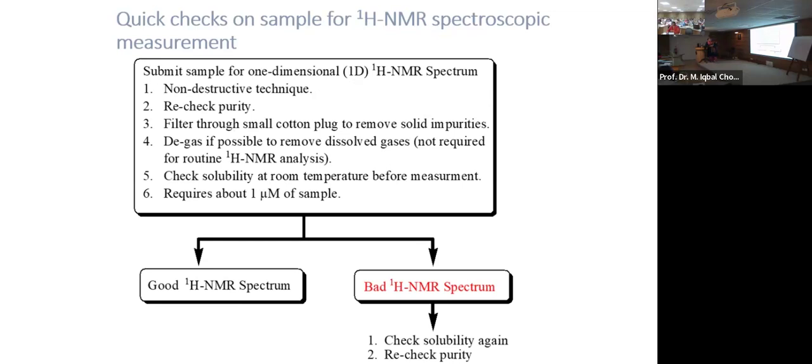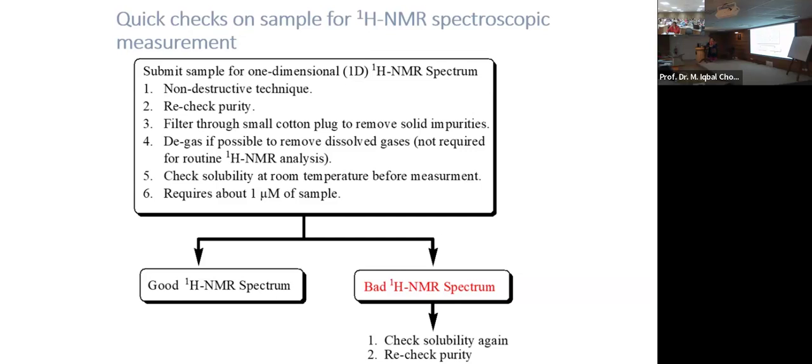And then you come to the proton NMR analysis. It is again a non-destructive technique, and you need to recheck and be careful about your purity. There should be no solid particles in it, and degas if possible to remove dissolved oxygen. In routine proton NMR it is not required, but for NOE, we have to degas the sample.